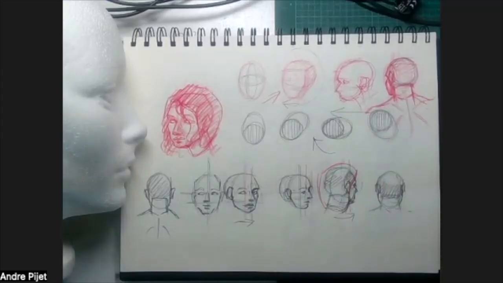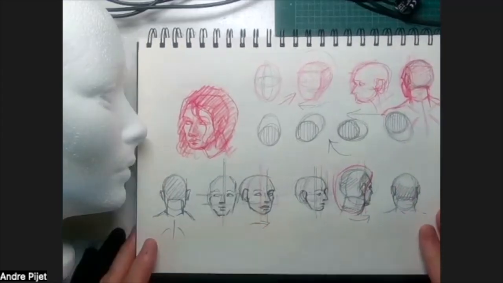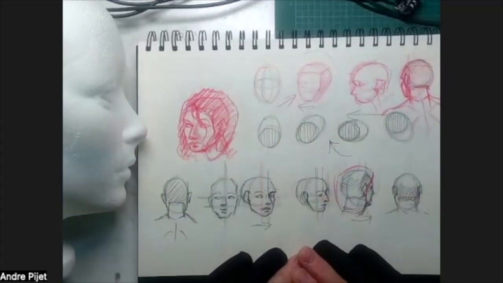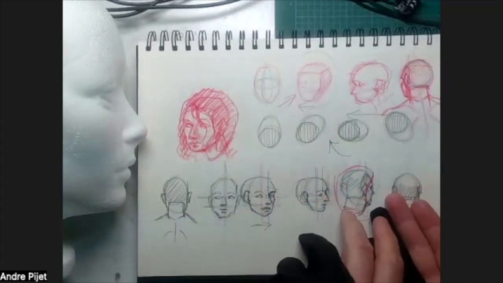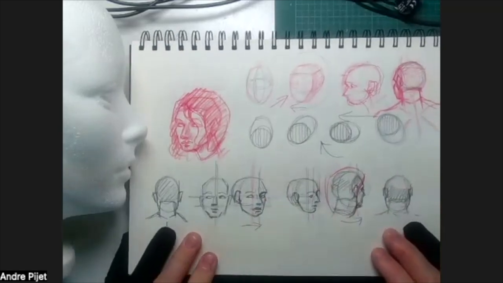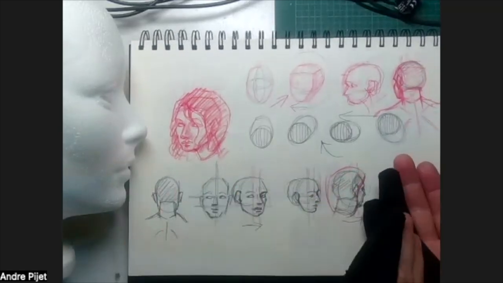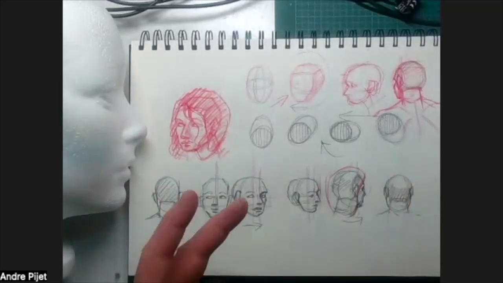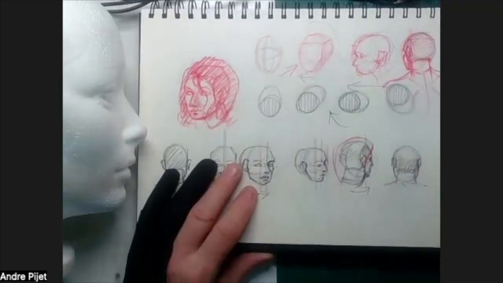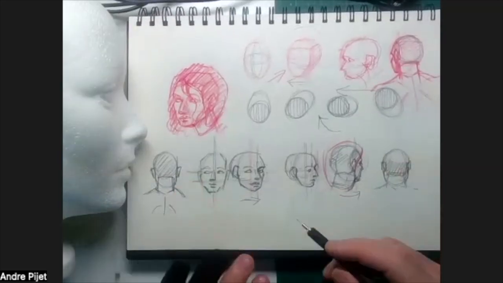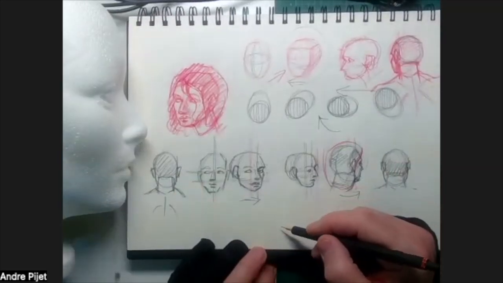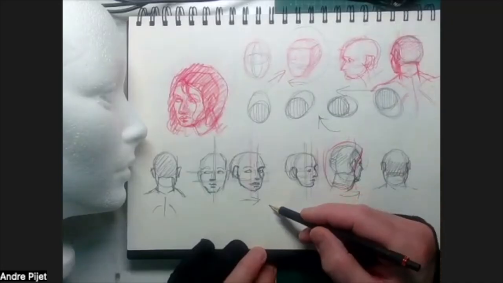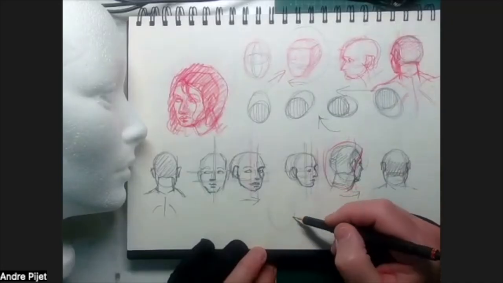So, I hope this will help you to orient and play with the head, only in the horizontal way. So you just understand what's happening when you turn left or right. Because when you know these things, you can actually draw from memory any kind of angle of the head you want. Yes?